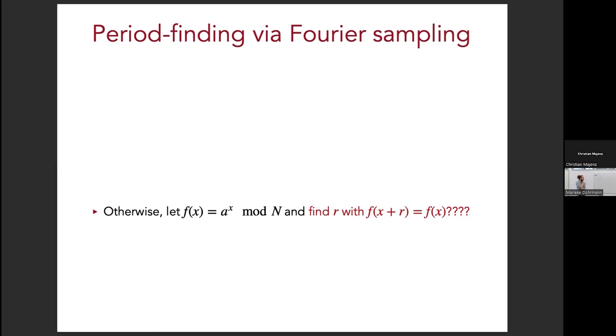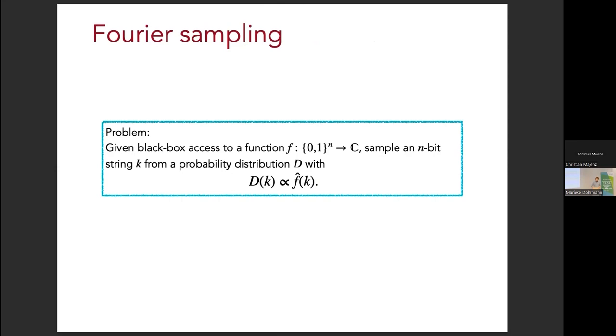But what if I could find an algorithm to sample a random point of the Fourier domain with the probability being proportional to the value of the Fourier transform? If I could do this, then I could find the period, right? Because the Fourier transform of the periodic function is essentially only non-zero at the value of the period, or maybe some multiples of it. So this leads to the problem of Fourier sampling.